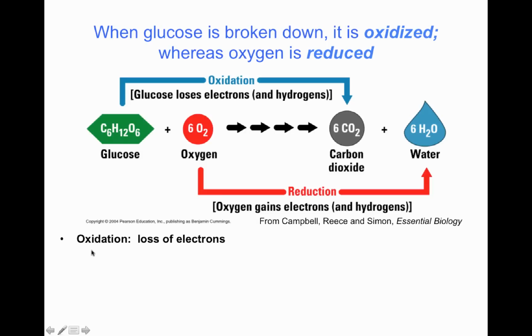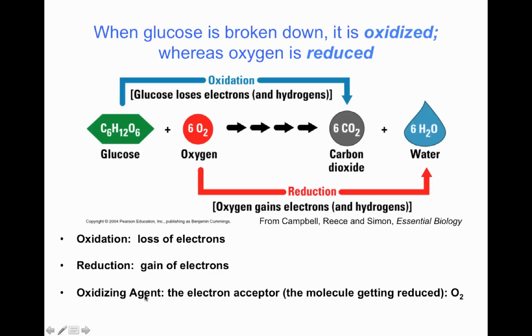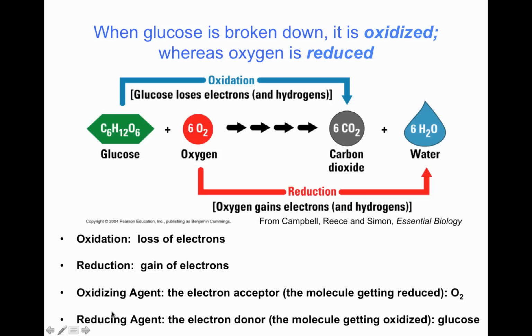So, as a review, remember that oxidation involves the loss of electrons. Reduction is going to involve the gain of electrons. Now, when we think about an oxidizing agent, it's going to be the molecule that is going to be reduced. It's going to be the electron acceptor. In this case, it's going to be oxygen. The reducing agent is going to be the electron donor, or the molecule that is going to be oxidized. And in this example, it is going to be glucose.